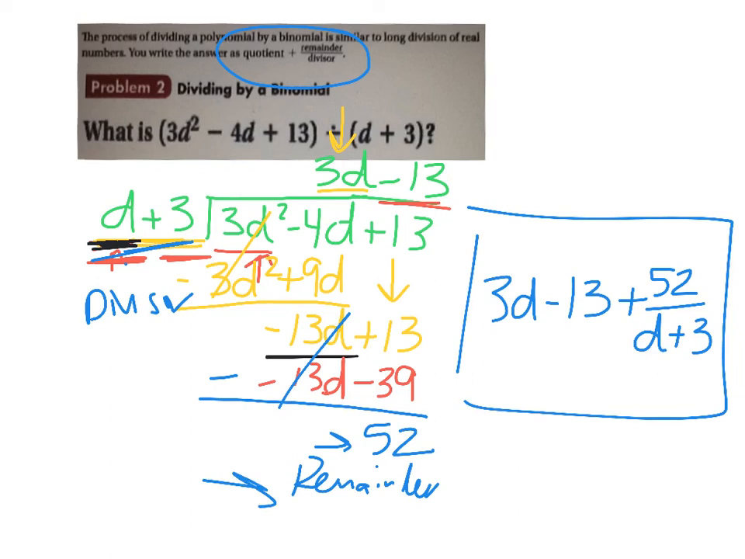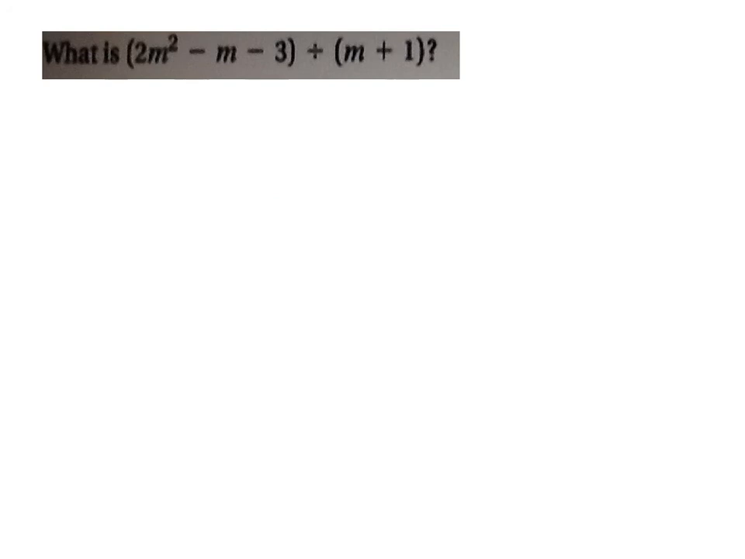Okay, we'll talk more about that tomorrow. We'll look at one more example today, and then you'll have your practice problems to complete. All right, so here's our example. Once again, the divisor is going to go on the outside. This is going to go on the inside. So we're looking at m plus 1 on the outside, and on the inside 2m squared minus m minus 3.